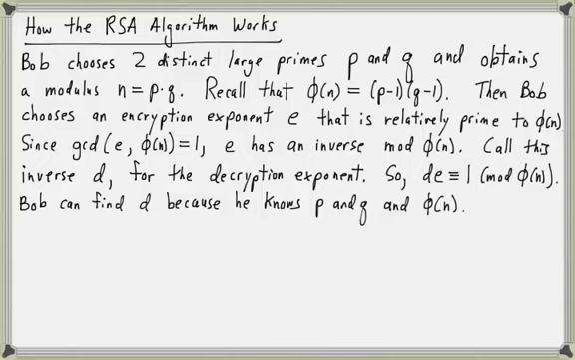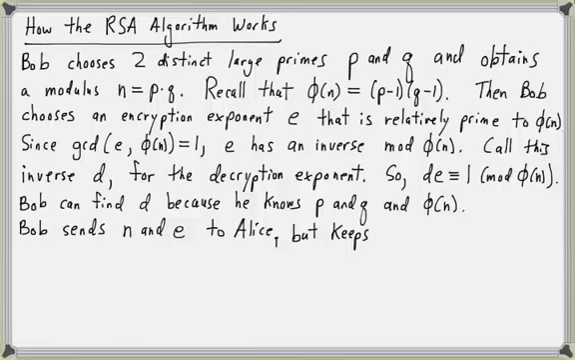Bob actually sends the public key, which will be the modulus N and the encryption exponent E, to Alice. And again, this may be intercepted by Eve, but it's okay. So anybody can know the public key. But Bob keeps the integers P and Q and the decryption exponent D secret.